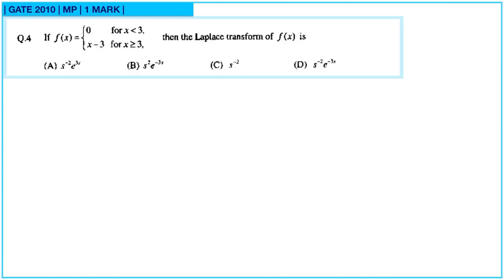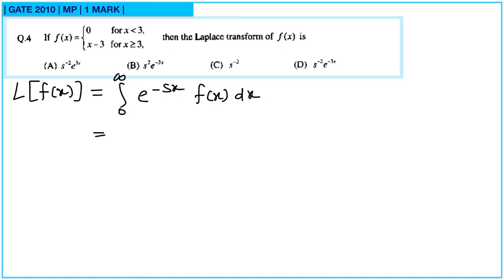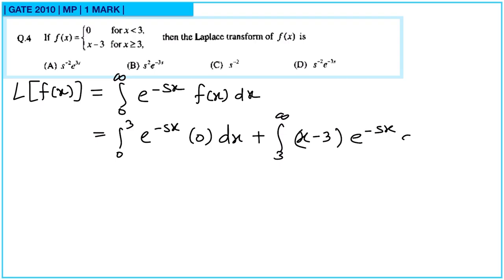Next question. If f of x is 0 for x less than 3 and x minus 3 for x greater than or equal to 3, then the Laplace transform of f of x is. Now the Laplace transform of any function f of x is equal to the integration from 0 to infinity of e raised to minus sx into that function dx. Now this function is 0 for x less than 3. So from 0 to 3 it will be 0. So 0 to 3 e raised to minus sx times 0 into dx plus 3 to infinity we have x minus 3 into e raised to minus sx dx.